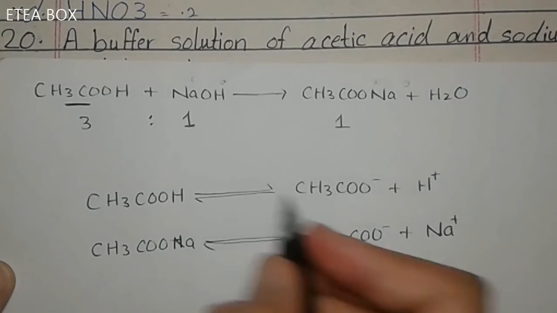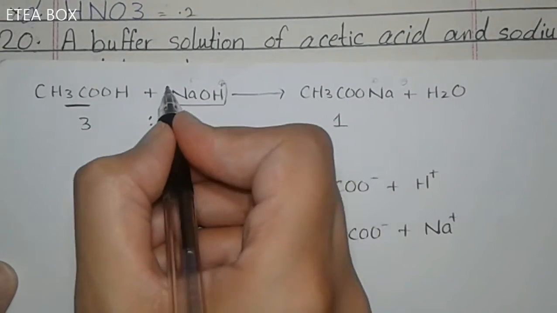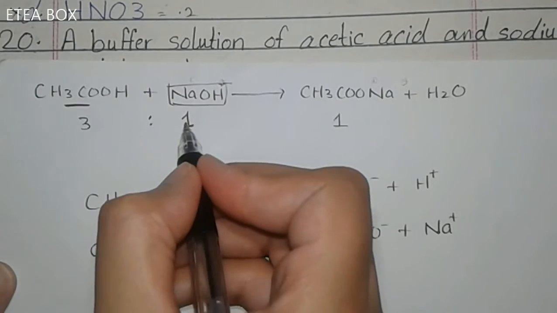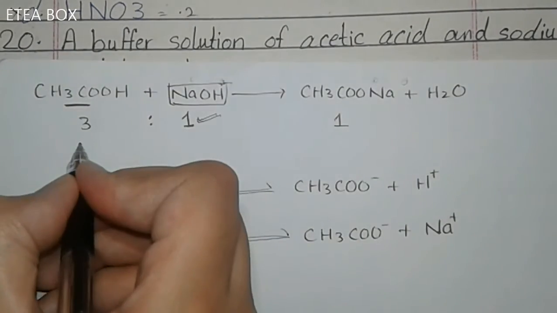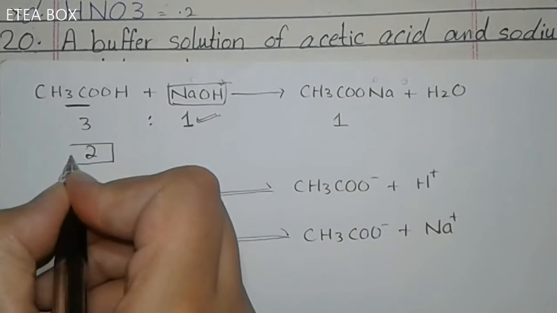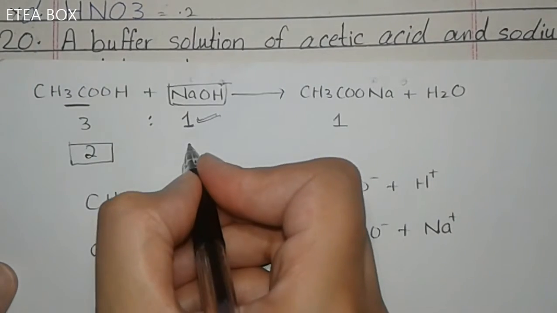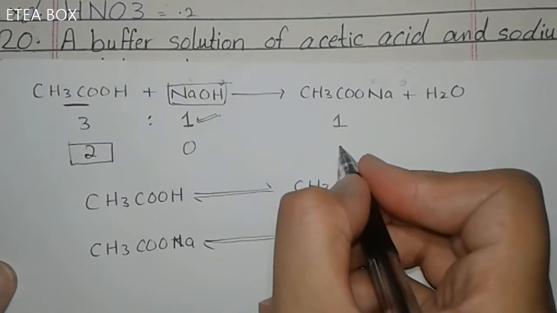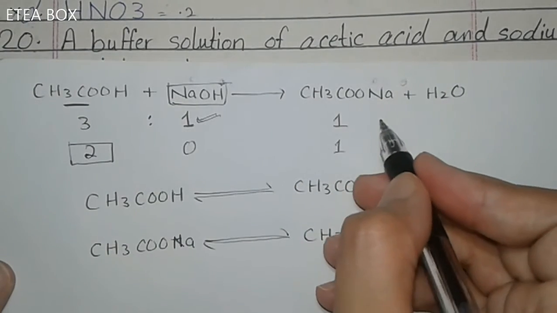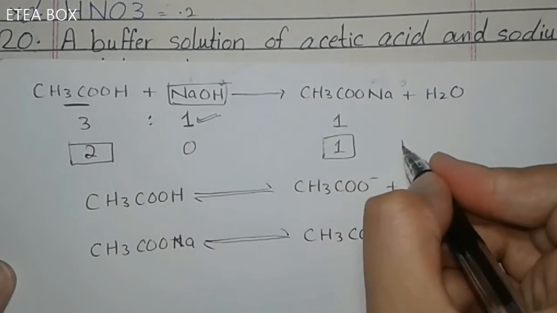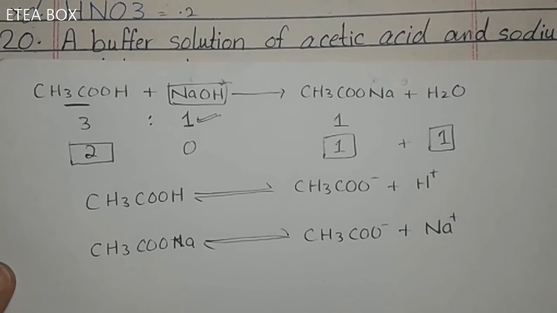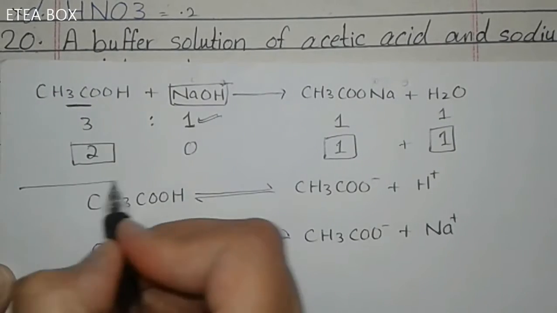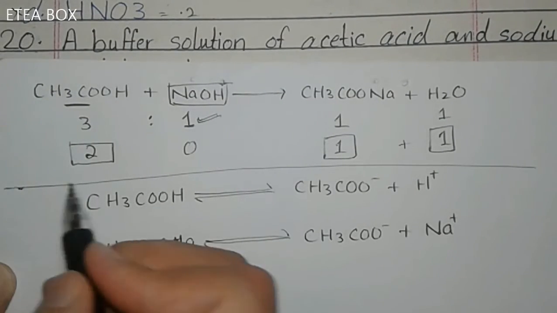Now what will happen? This NaOH will react with this one and it will be finished. Now in the solution, what will be present? CH3COOH will be present, and this will be finished. And CH3COOH and sodium acetate will be present in the solution, plus water will be present. Now look at here. We know that a buffer solution is present in this form.